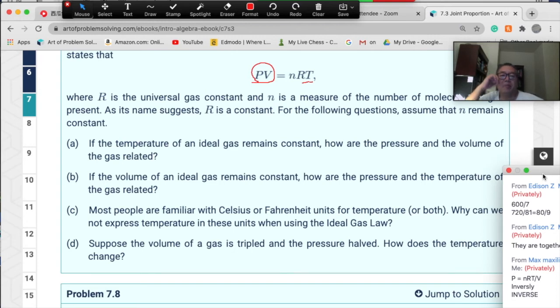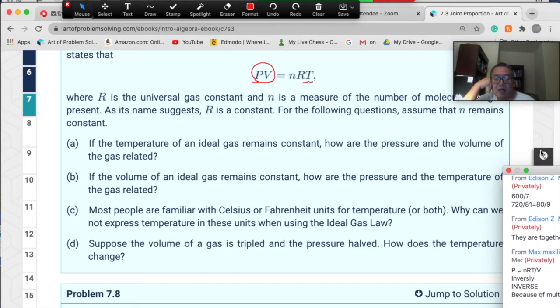So now, Jasmine, did you understand? And Edison, you understand? Say if T is constant, the right side is constant. You can put these three together as a constant C. Then that means P times V equals a constant. So based on the definition of inversely proportional, P and V are inversely proportional, because the product of these two variables equals a constant. Okay?